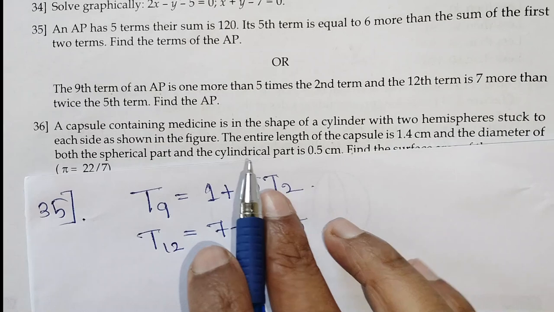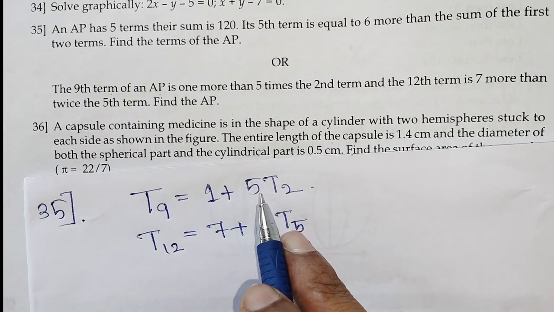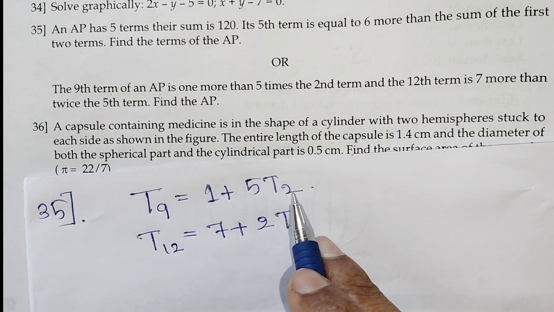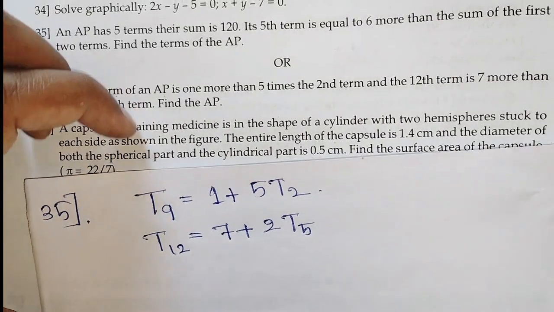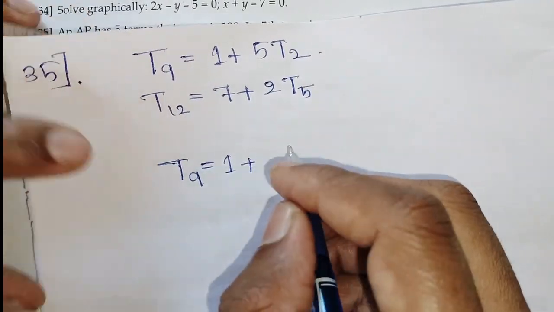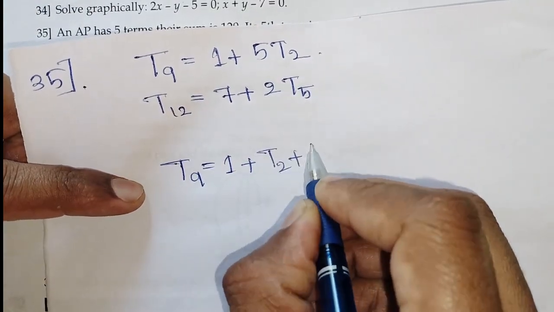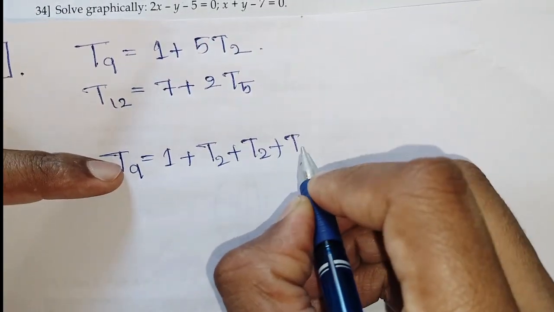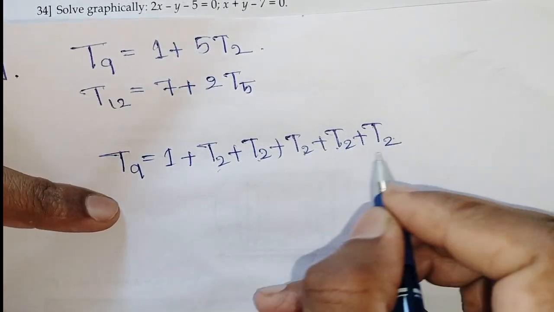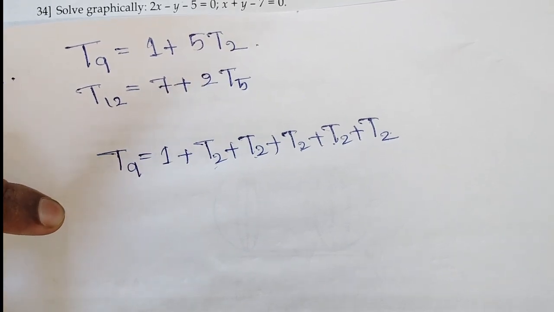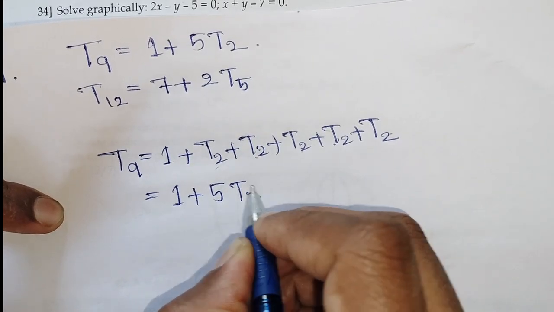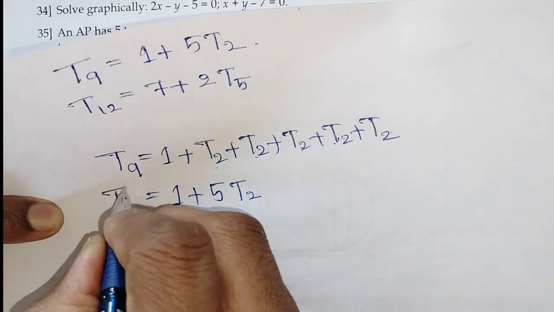Okay, 5 times the T2. Otherwise you can also write T9 equals 1 plus 5 times the T2, meaning you can write T2 for 5 times. Okay, it is also okay for you. T2, okay, 1, 2, 3, 4, 5. Okay, 5 times the T2. Okay, so it becomes 1 plus 5 times T2, 5 T2. Okay, this is simple.